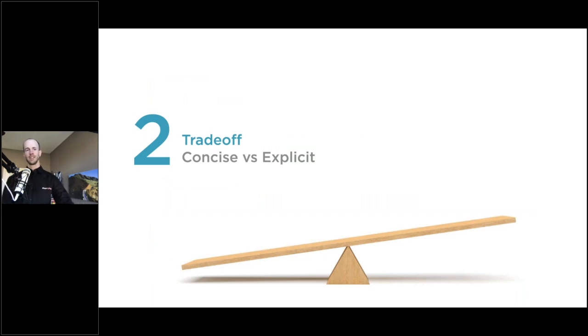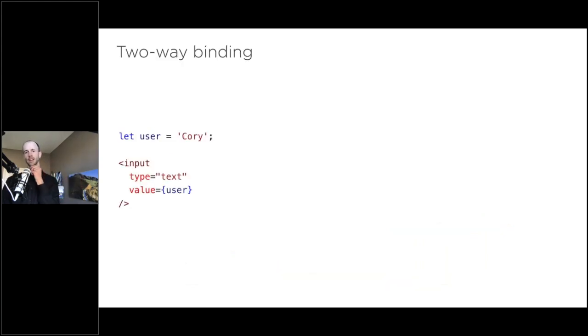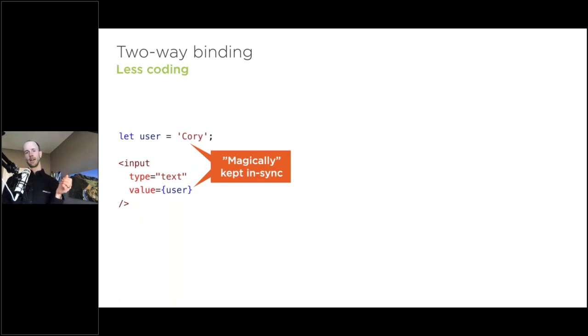Trade-off number 2 is concise versus explicit. Now, React trades being concise for being explicit. An example of this is two-way binding. Imagine that I have a variable that holds a username and an input. Well, with two-way binding, these would be magically kept in sync. This was a pattern that was popularized by Knockout and Angular. And it was popular because there is less coding involved and it's automatic.